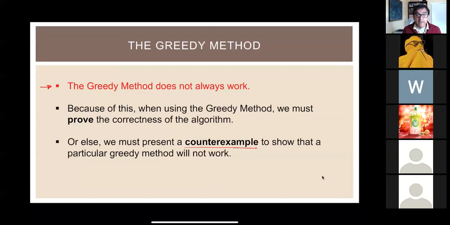Now, if we can't find counterexamples, so we try and try, and if we can't find a counterexample, then we say, oh, okay, well, maybe the strategy is correct. And then we have to prove that the greedy algorithm is correct. And we'll look at a bunch of ways of doing this.